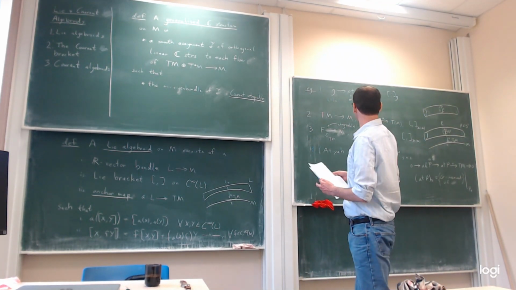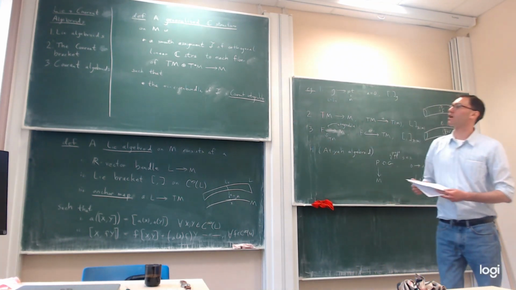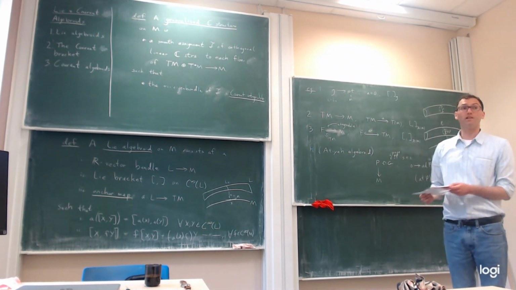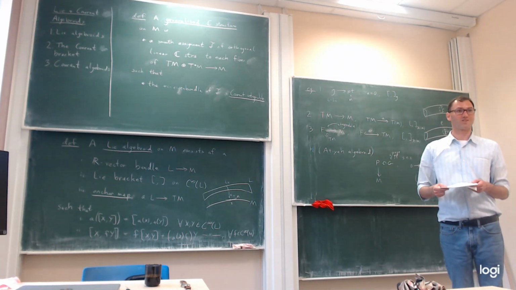So this concludes our review of Lie algebroids. Are there any questions about this? Actually, any residual questions? Anything?